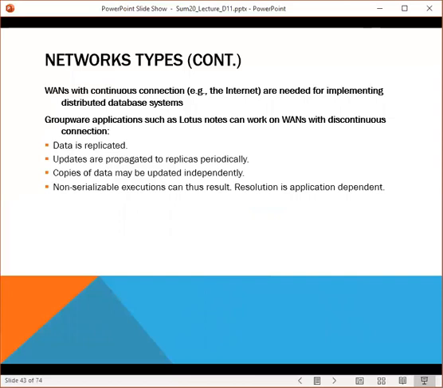A groupware like Lotus Notes can work on WANs with the ability to replicate the data and then update the various replicas. If the system becomes partitioned, we can replicate the data and maintain eventual consistency if it does become partitioned with groupware type applications like Lotus Notes they mention here.